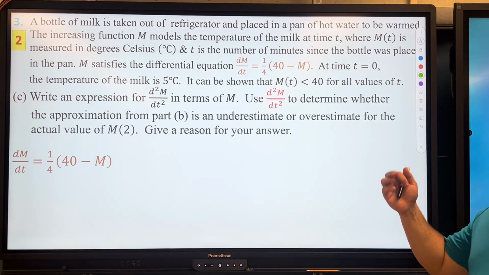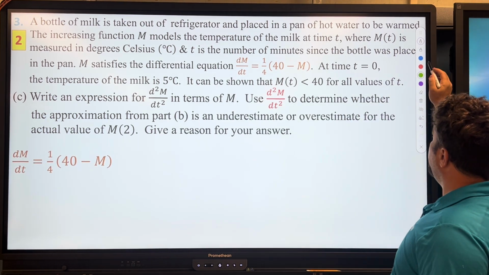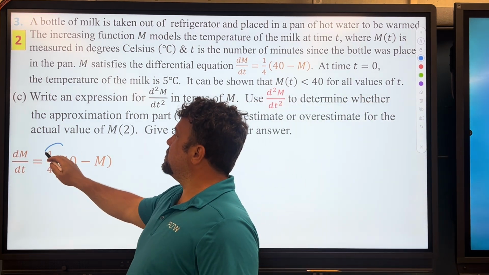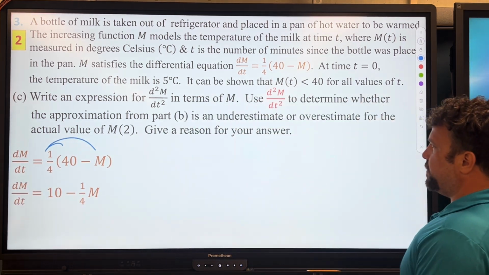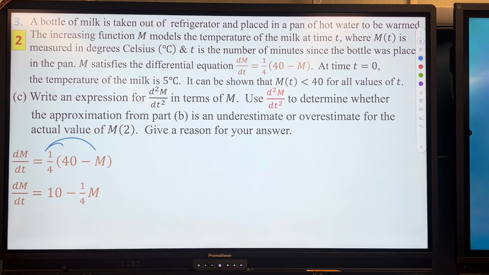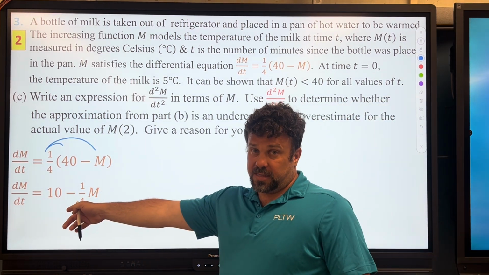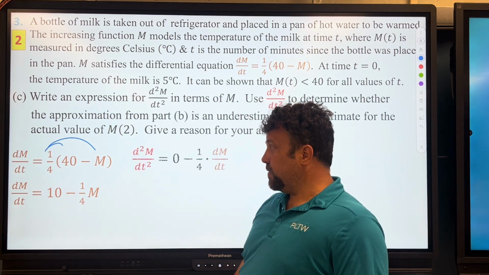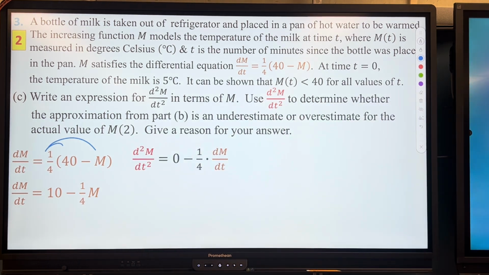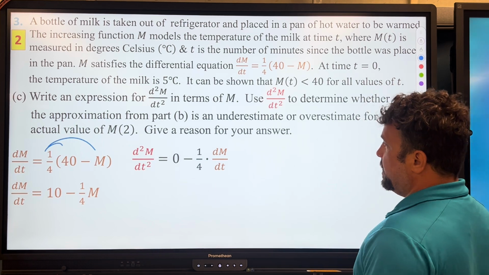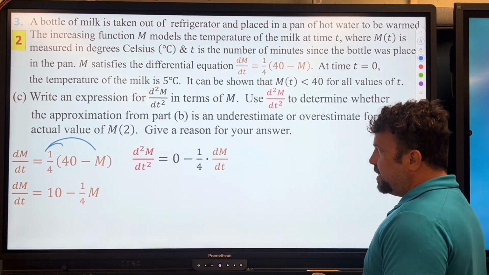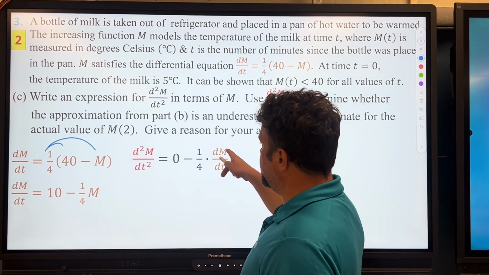So what you're going to do is derive this equation. The easiest way is first to distribute this. So 1/4 of 40 is 10 minus 1/4 of m. If I take the second derivative of this, the derivative of 10 is 0 because it's a constant. The derivative of negative 1/4 m is just negative 1/4 m. Now we're deriving it in terms of t, so this m becomes dm/dt.